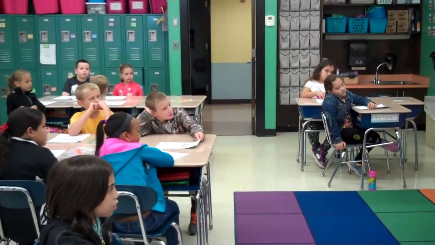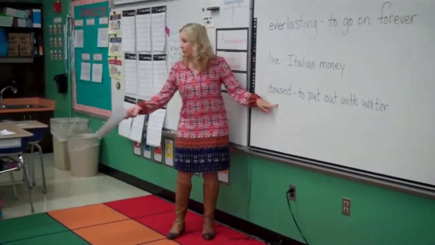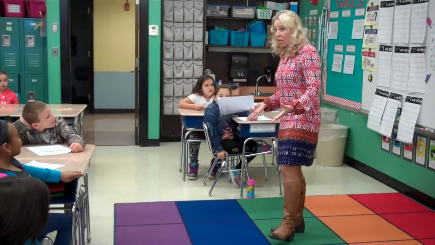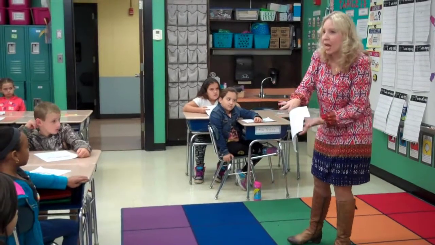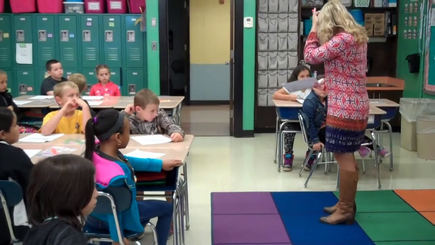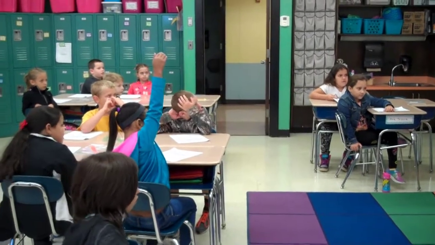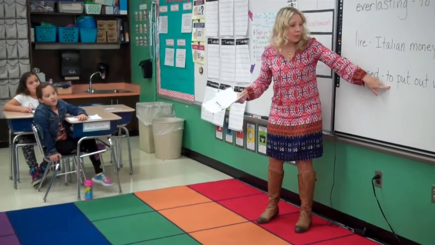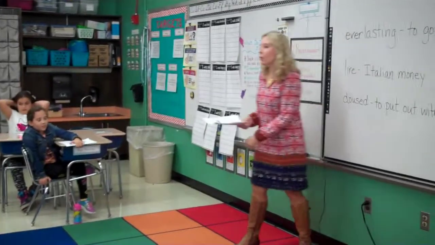Lira is Italian money. And the last word that we're going to see here is this word, doused. What word? Doused. Doused means to put out with water. So if there was a fire in your fireplace and you needed to put it out with water real quick, I could dump a bucket on it and I would douse the fire. If there was a fire and the fire truck had to come, they might douse the fire by squirting the hose at it, and it would douse the fire. So, doused means to put out with water. Oh, let's do that together. Eyes on me. Doused means to put out with water.